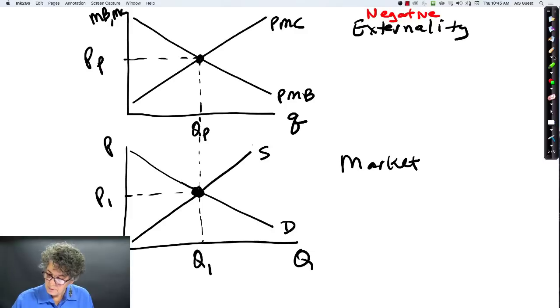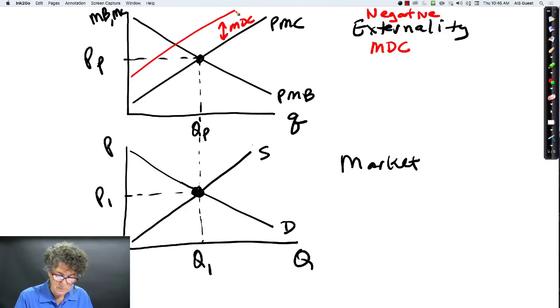But suppose there's a negative externality. If there's a negative externality, that means that there is some cost that is incurred by society that is in addition to the costs that are incurred by the seller. So that means that there is some marginal damage cost that is in addition to the private costs. Again, just because I want to make my life easy, I'm going to assume that the marginal damage cost is a constant dollar amount regardless of the quantity. It just means it's easier for me to draw it because now I've got parallel lines.